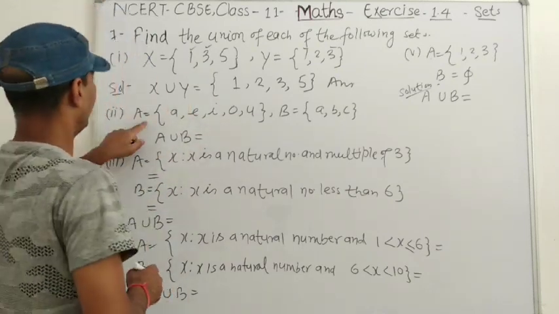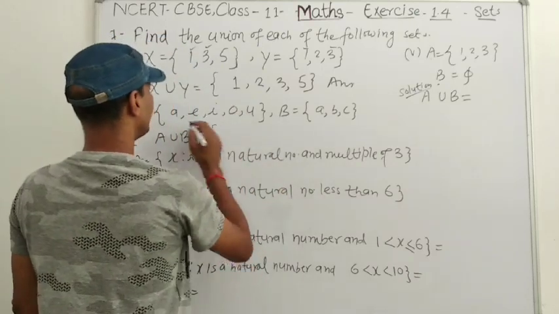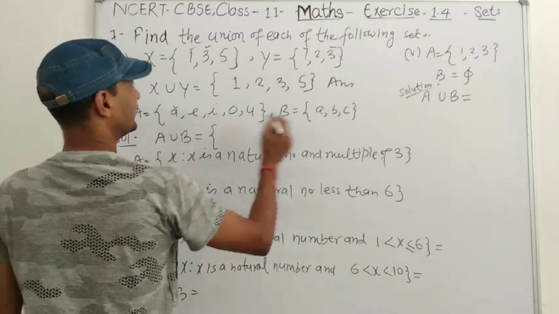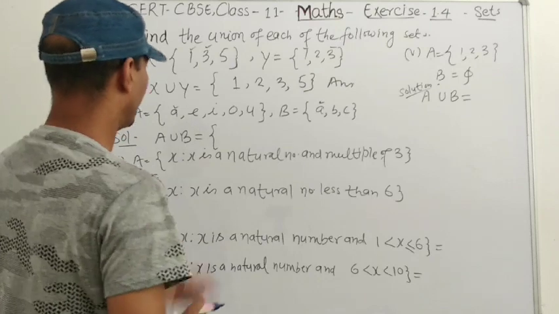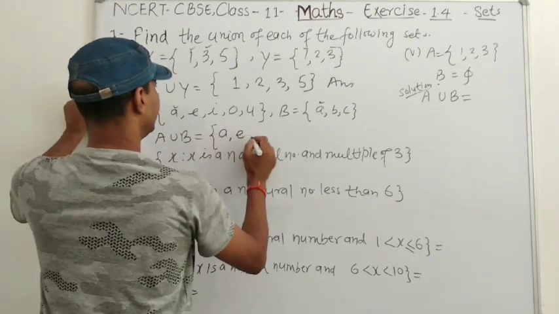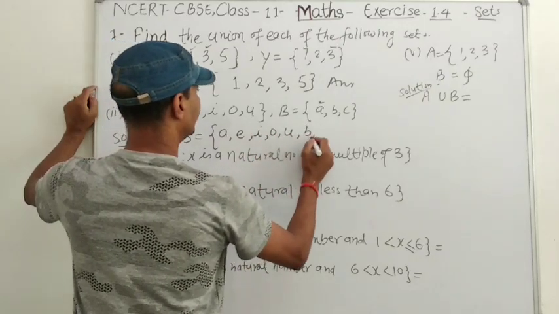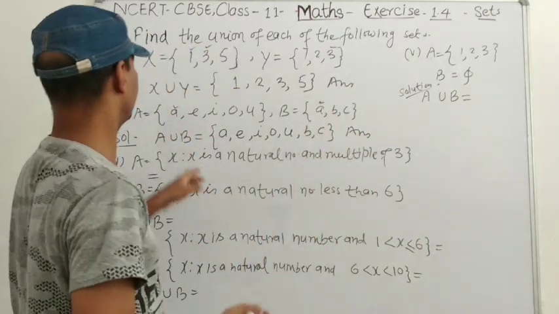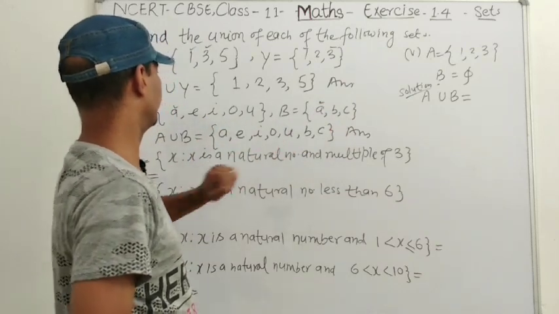Now number 2: A equal to {a, e, i, o, u} and B equal to {a, b, c}. Only a is repeating. So we write a, e, i, o, u, b and c. It is the answer, and we can write in any order. Otherwise we can write a, b, c, e, i, o, u.